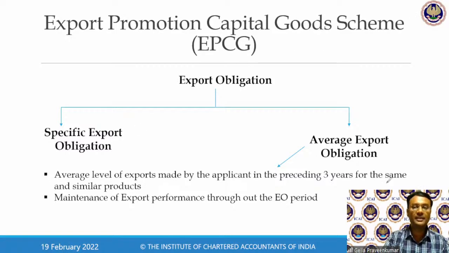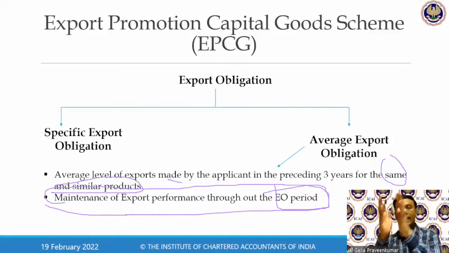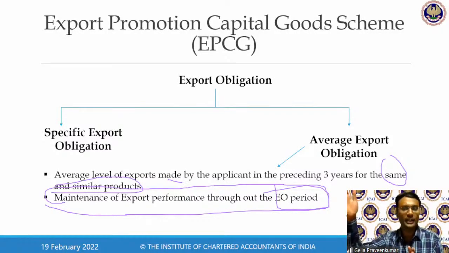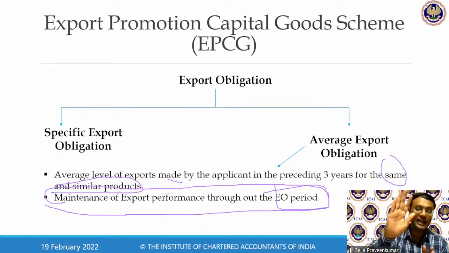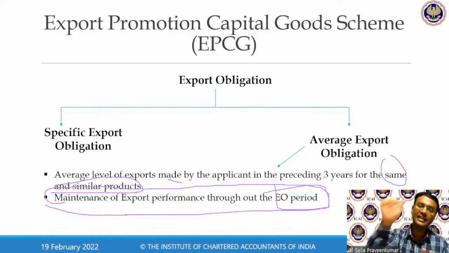For the same and similar products, what was your average? Please maintain that average. How? During the EO period. Last 3 years, you had 20% of revenue from exports. So you have a list of goods which are being exported. You ensure that within the block of those 6 periods, the same average is maintained.